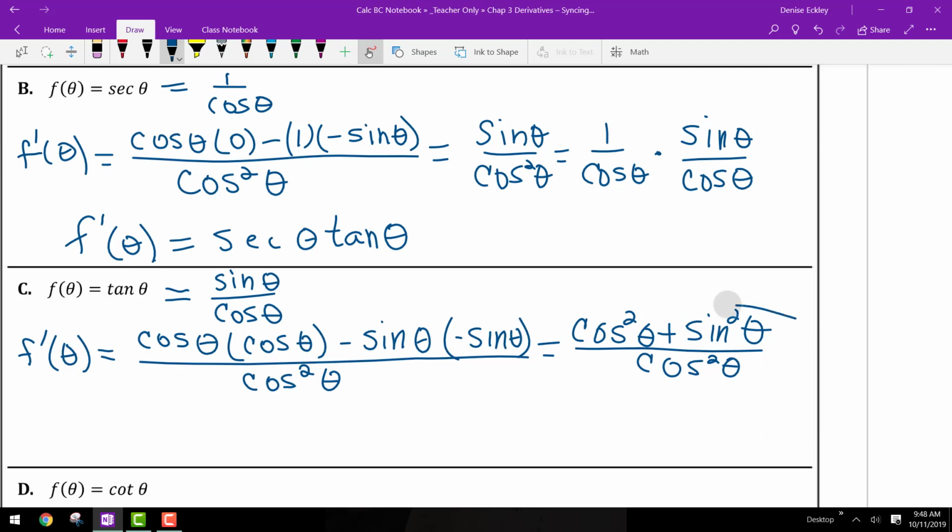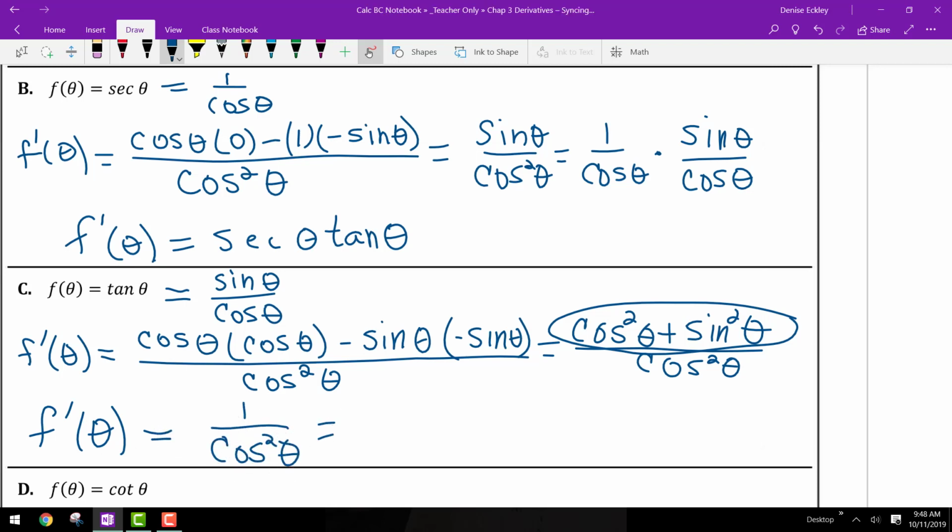Now hopefully you recognize the Pythagorean identity. So f prime of theta simplifies to 1 over cosine squared theta, and 1 over cosine theta is secant theta, so here comes our familiar form of the derivative of tangent, which is secant squared theta.